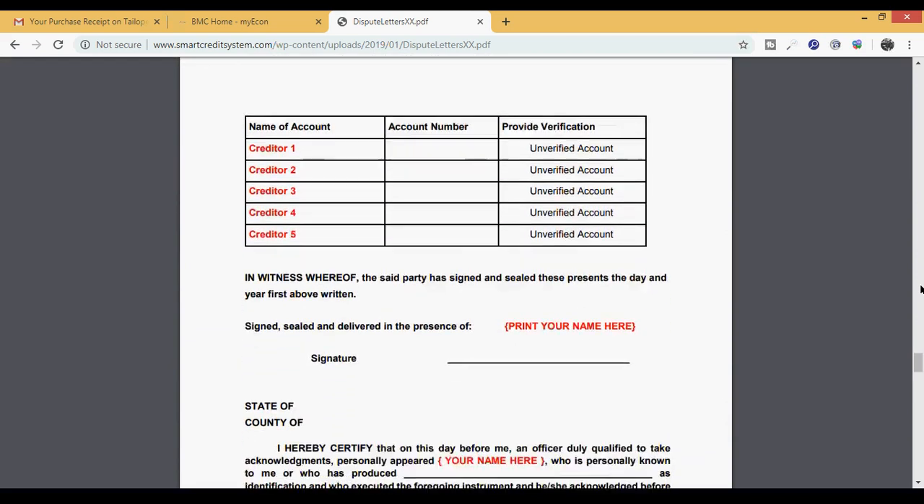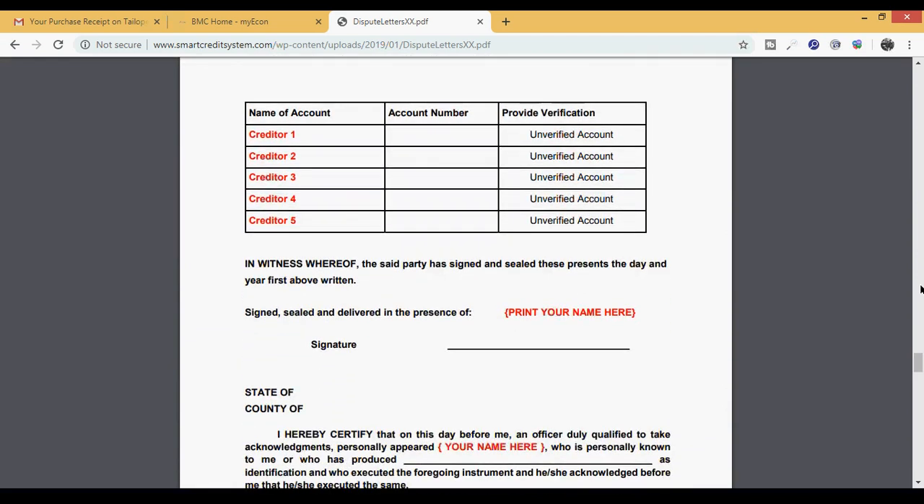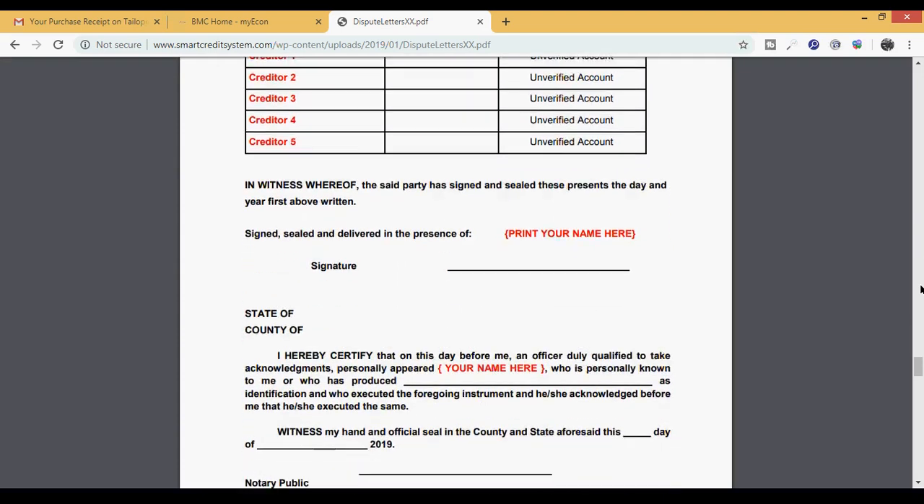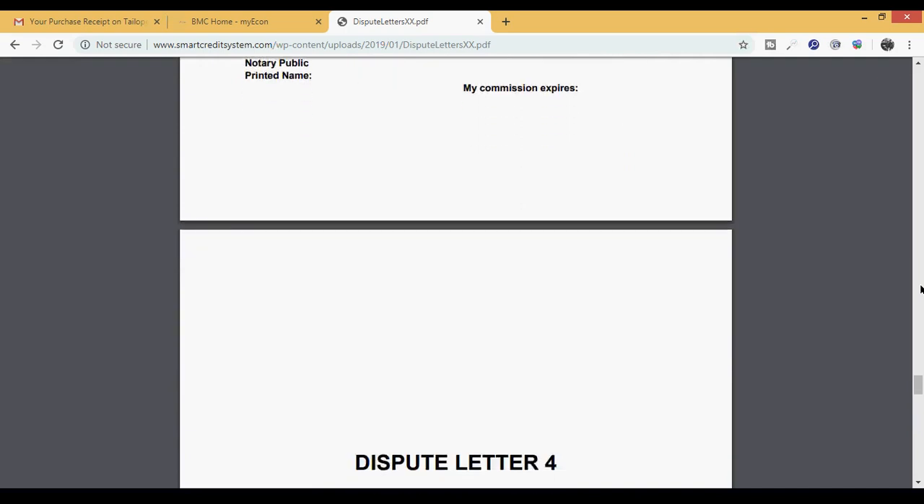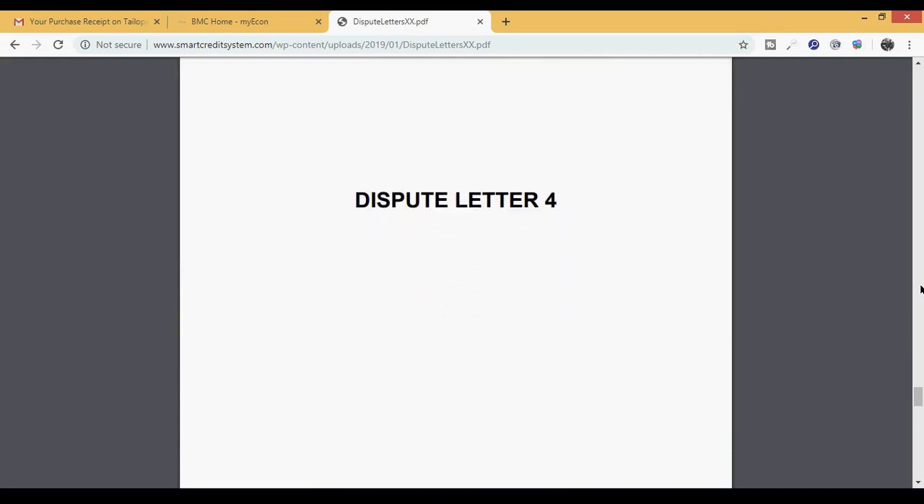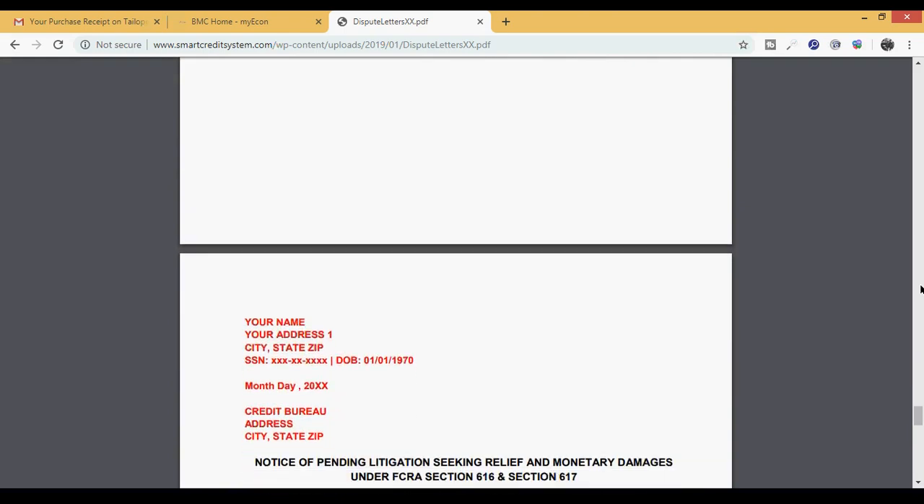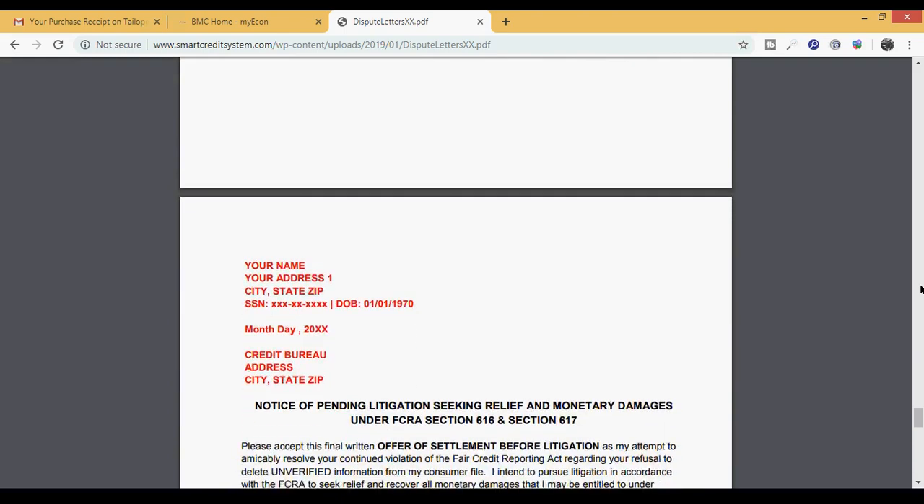So, the same thing: you're going to list those debts that are still on there, not the ones that have rolled off, not the ones that they removed, only the ones that still remain. You're going to sign it, date it, and get it notarized. And then dispute letter number 4. Again, really, really cut and dry. Another 2 weeks maybe to give it.